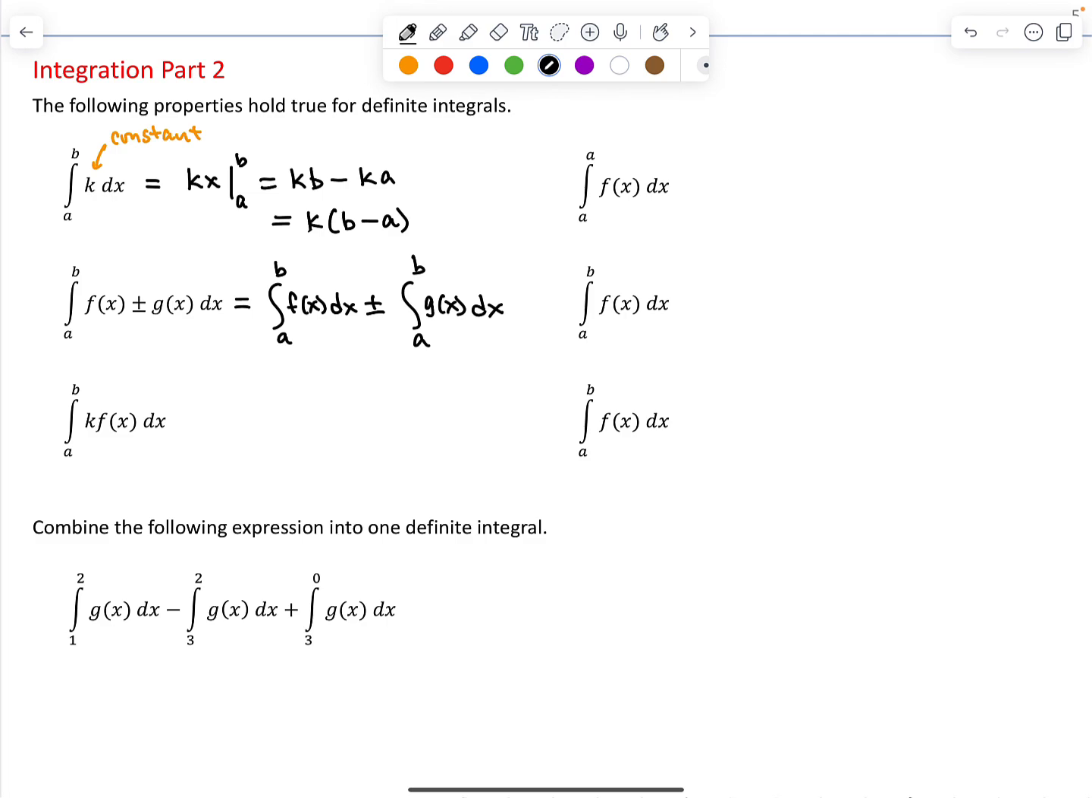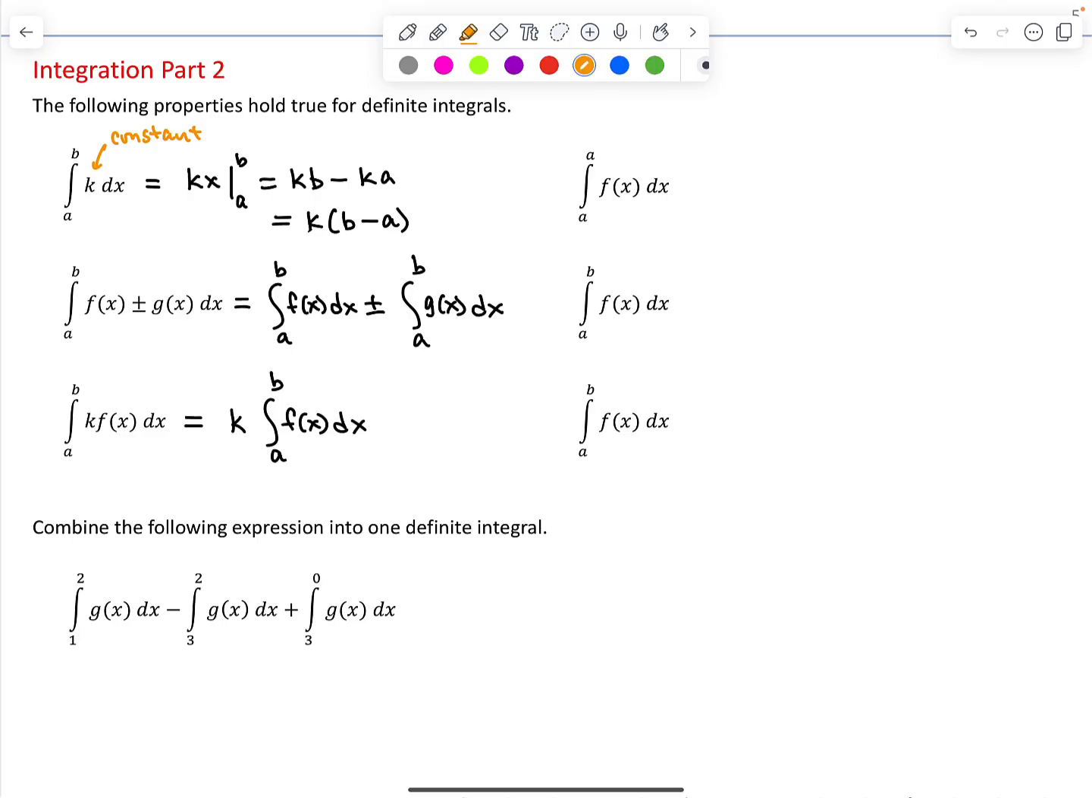This next property, if you have a constant times a function as your integrand, you can actually factor that constant outside of the definite integral, simplifying your integrand to just f of x, and then evaluate the definite integral without the k. But then remember to multiply your final answer by k.